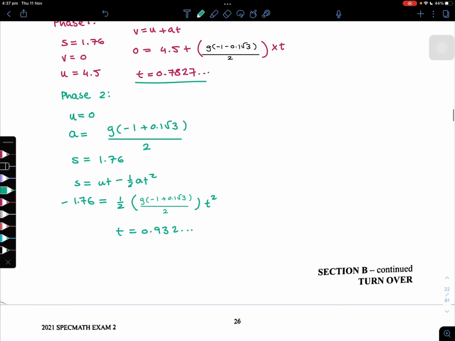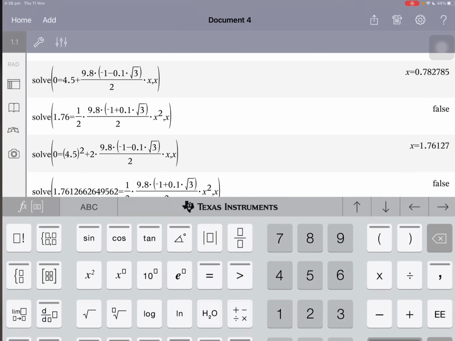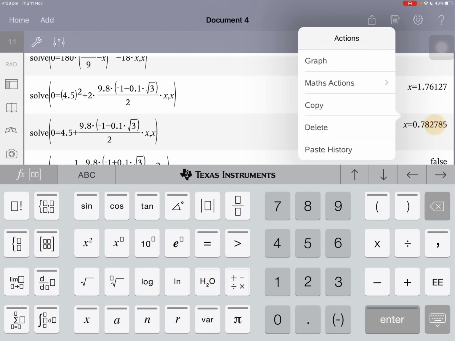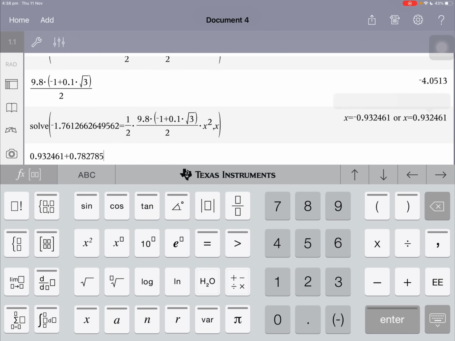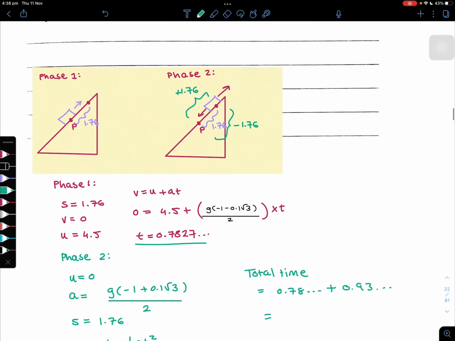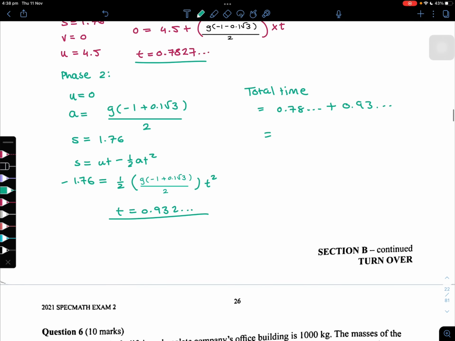Now, all we need to do to get the actual time taken is add both of these together. So total time is equal to 0.78 plus 0.93, and that gives us, using all the values, 1.7, because it says the nearest tenth. So my answer here would be 1.7 seconds.